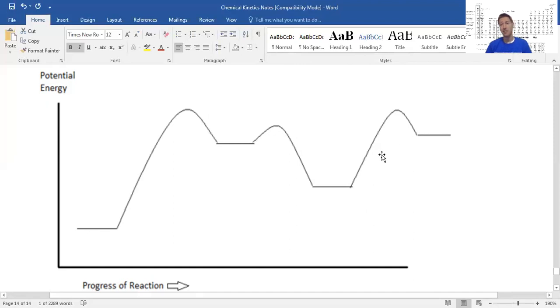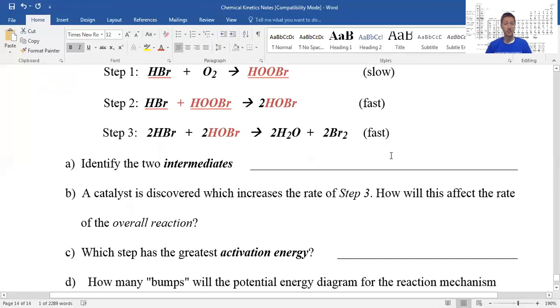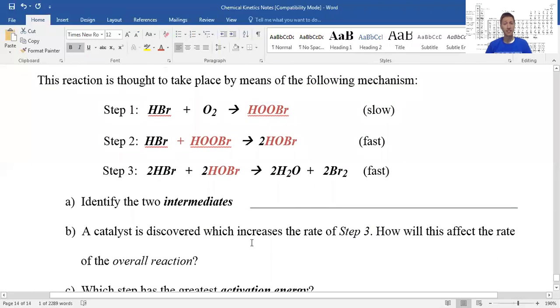All right, this is really fast. So if I make this step faster, it does not make a single difference. If you're not putting a catalyst on the slow step, there's no change. So catalyst on step 2, no change. Catalyst on step 3, no change. Catalyst on step 1, big change. You're going to make it faster.